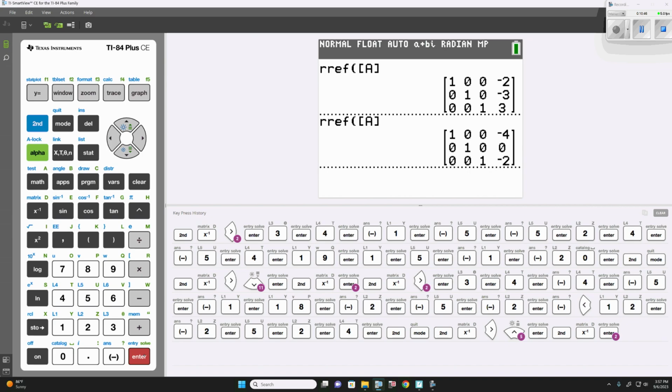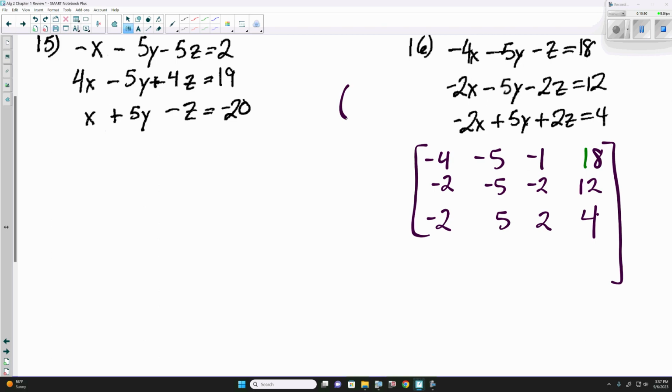We can enter, and this is our solution, -4, 0, -2. So the answer is -4, 0, -2, and we do need to list the answer in this form here as an ordered triplet.